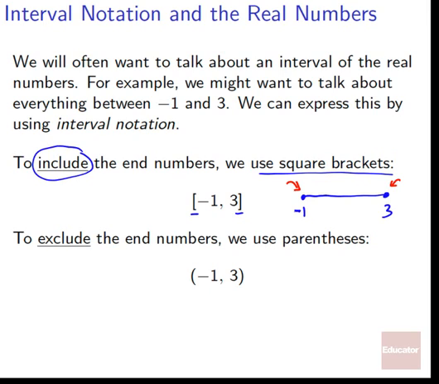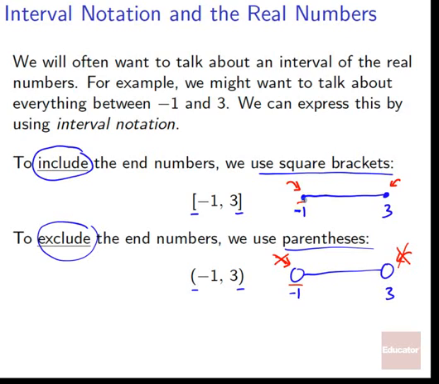If we want to exclude them, we want everything in between them, but we don't want the end things, then we exclude them by using parentheses. So parentheses gives us exclusion. So that gets us -1 to 3, but without actually having -1 and 3. So -1 does not show up. 3 does not show up. So if we want to symbolize it in a graphical manner as a picture, we use open circles like this right here to show exclusion.